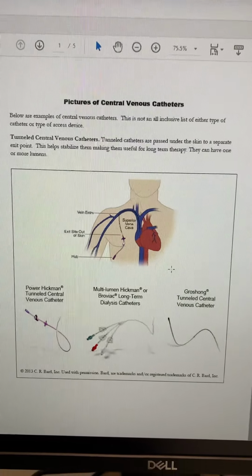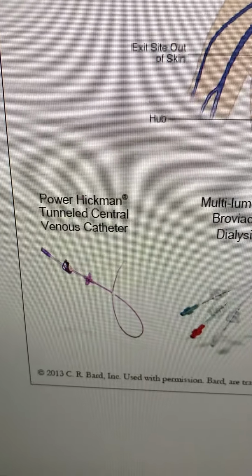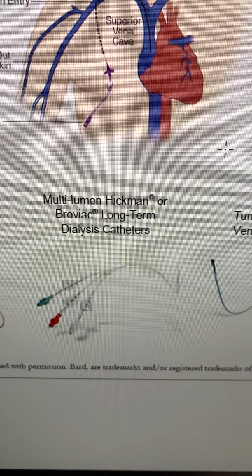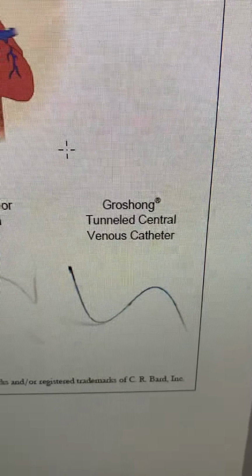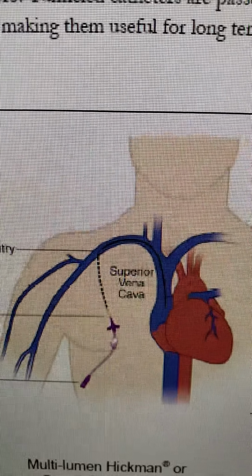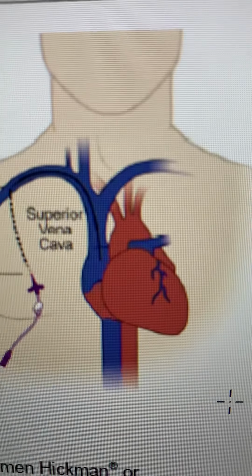This first picture shows tunneled catheters, and there are different types. Of course, a single lumen Hickman, the triple lumen Hickman or Broviac, and then the Groshong tunneled central venous catheter. This is a picture of where they go. Where they end up is here in the superior vena cava.